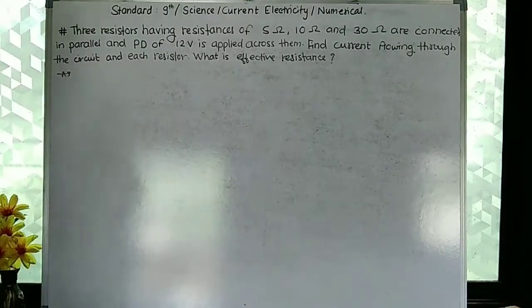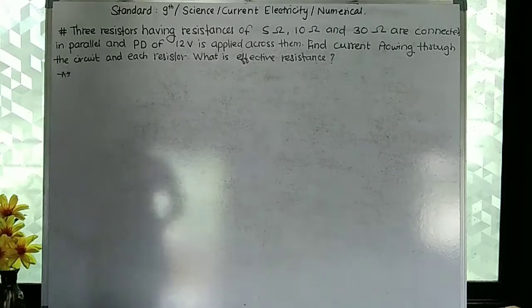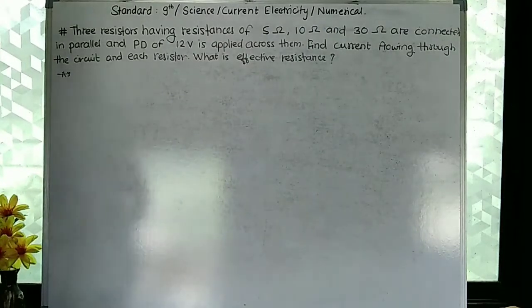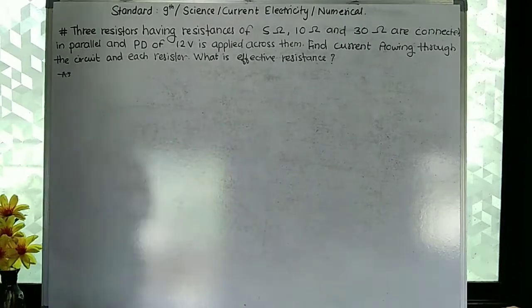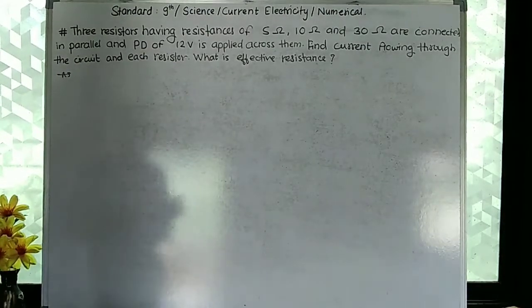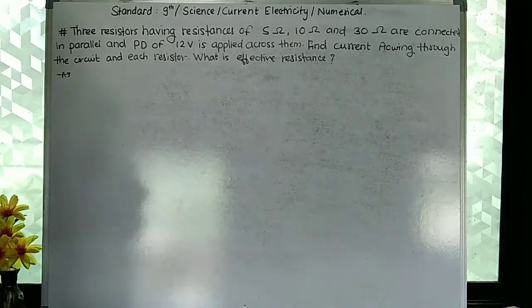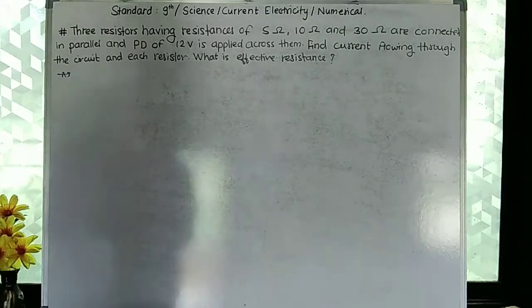Now what is the question? Three resistors having resistances of 5 ohm, 10 ohm and 30 ohm are connected in parallel and a potential difference of 12 volt is applied across them. Find the current flowing through the circuit and each resistor. What is the effective resistance?